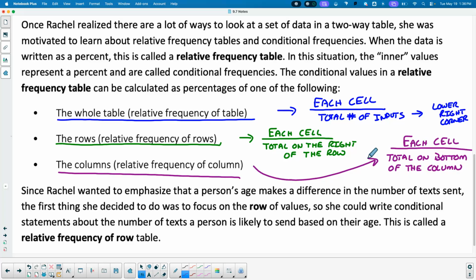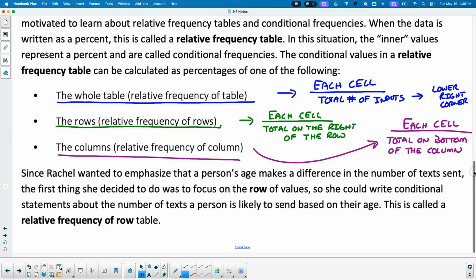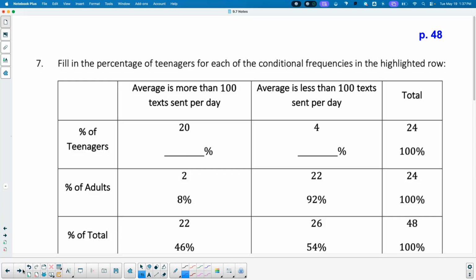So there's 3 different types of frequency tables that we can do. Okay? So Rachel wanted to emphasize that a person's age makes a difference in the number of texts sent. So the first thing she decided was to focus on the row values. So she could write conditional statements about the number of texts a person is likely to send based on their age. This is called the relative frequency of row table. So let's do that right now.